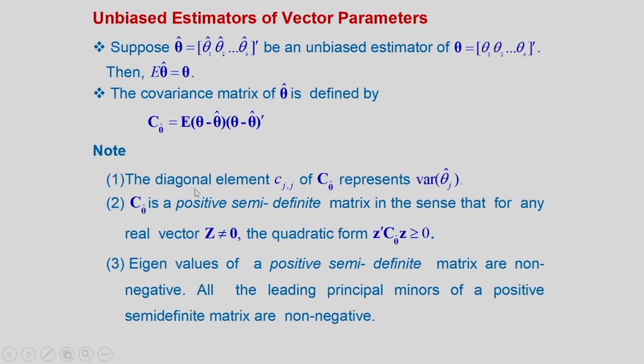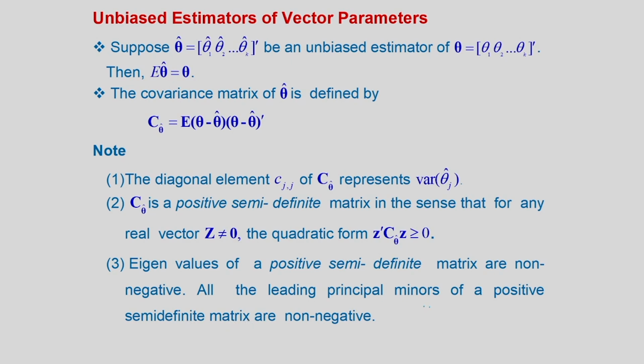Now, the test for positive definiteness: the eigenvalues of a positive semi-definite matrix are non-negative. So, if we get all eigenvalues greater than or equal to 0, then it will be a positive semi-definite matrix. And all the leading principal minors of a positive semi-definite matrix are non-negative. This is a test for the simple case.